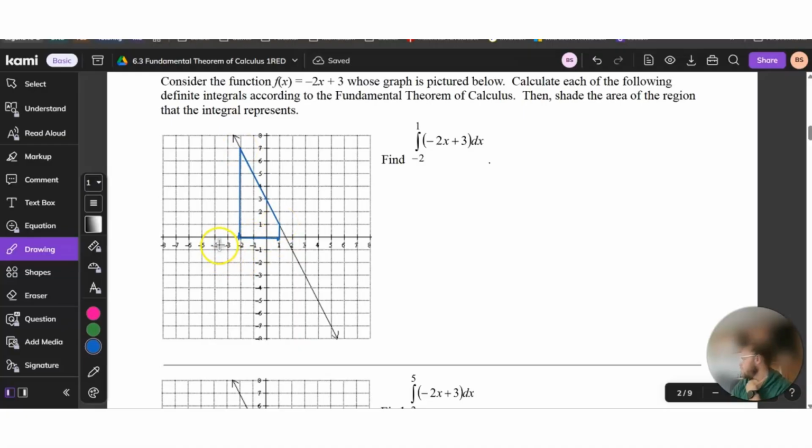Now, let's go ahead and use the fundamental theorem of calculus. Okay? So, what would be the integral of this?